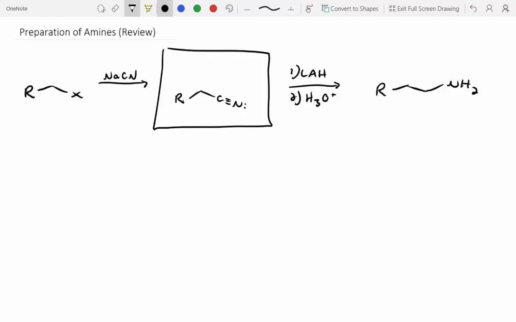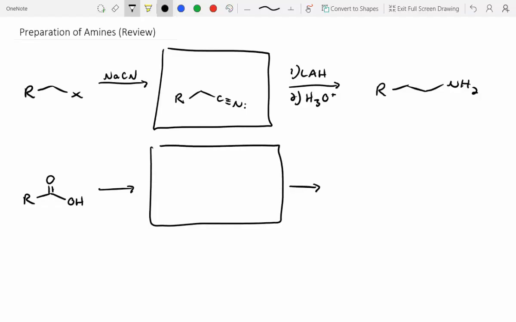Let's do another one. Let's say I want to go from the carboxylic acid to the amine, and we're not going to gain or lose any carbons for this example. How can I convert a carboxylic acid to an amine? I'll give you a hint. This first one's 2 steps. Yeah, thionyl chloride.